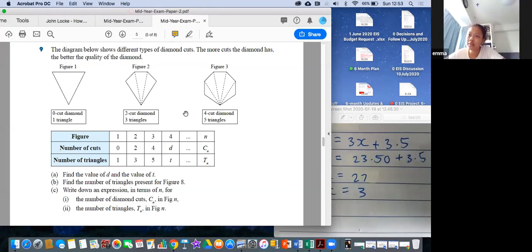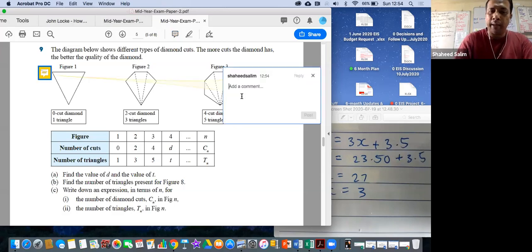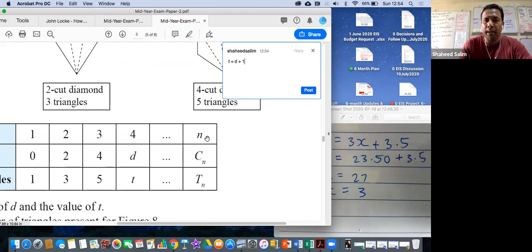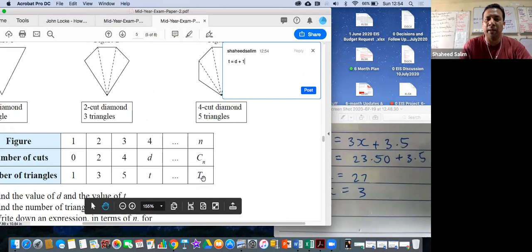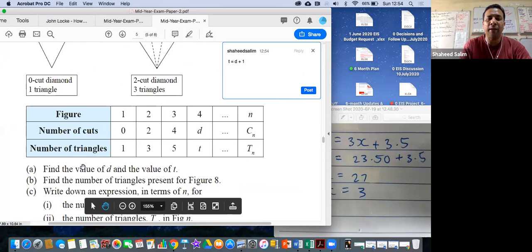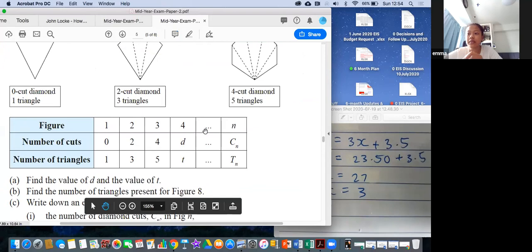1. Yes, plus 1. So if I'm going to write it, again, I have not read the full question, I'm already trying to process it. So I think I can have an equation like D plus 1. And then down here they say N, Cn, Tn. But again, we know the same thing. T is equals to C plus 1. Anyway, find the value of D and the value of T. This one you can do straight. D is how many? What they want you to find is the value.